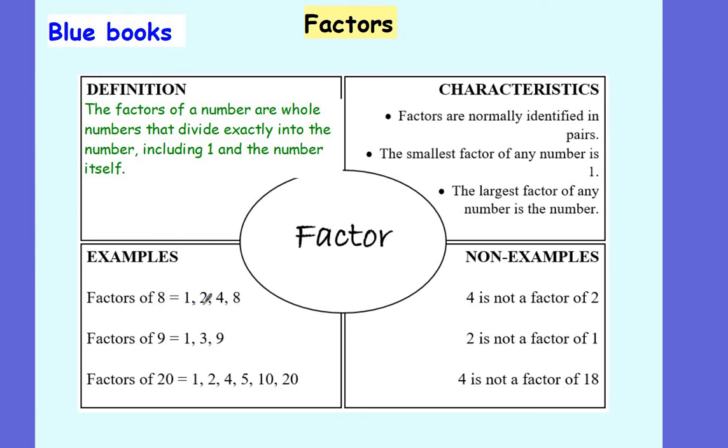Examples could have included 8 would be 1, 2, 4 and 8, because 1 times 8 would give me 8, or 2 times 4 would give me 8, etc, etc. You might have come up with some better examples than mine, but I did 9 and 20. And non-examples, I said 4 is not a factor of 2, 2 is not a factor of 1, and 4 is not a factor of 18. I can't multiply 4 by a whole number to give me 18.